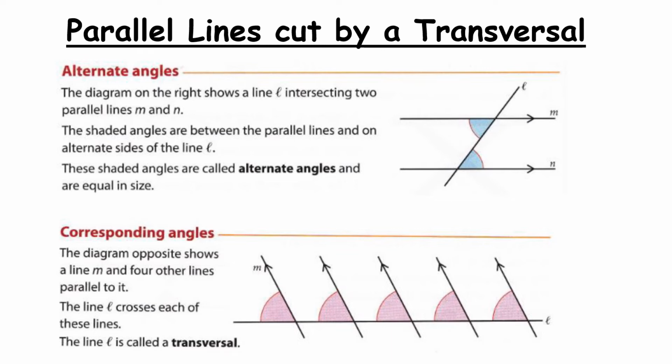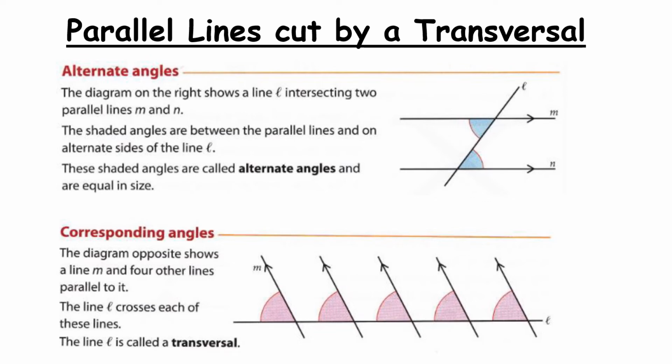So what we get when we have two or more parallel lines and a transversal is two very specific types of angles. We get what's called alternate angles, named because when you look at them location-wise, they appear on alternate sides of the transversal. You can see that they're both between the parallel lines, but they're on opposite sides of the transversal.